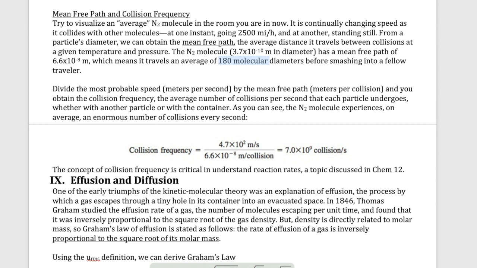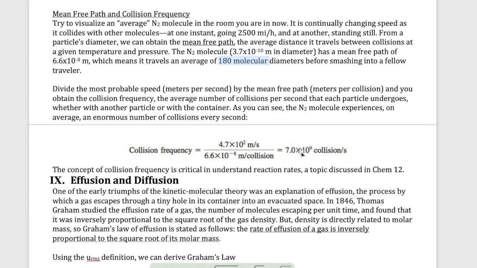Now, if you take the most probable speed of nitrogen and then you divide it by the mean free path, what you get is the number of collisions that are experienced by the nitrogen molecule every second. If you take that speed, you can see here, divided by that mean free path, the units cancel out. What you end up getting is collisions per second. So that tells you that in 1 second, there are a lot of collisions occurring between nitrogen and other particles. In fact, it's about 7 billion collisions per second.